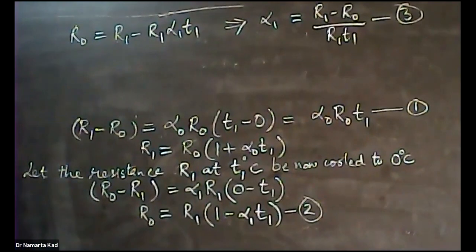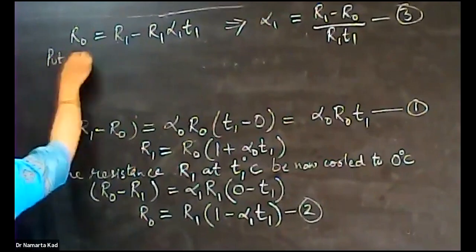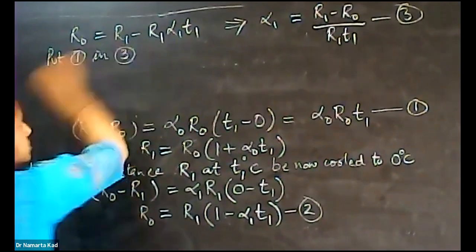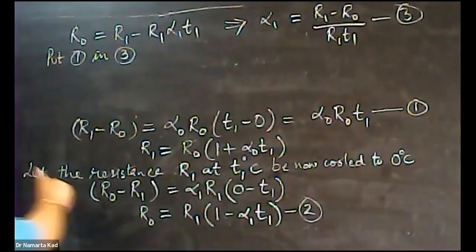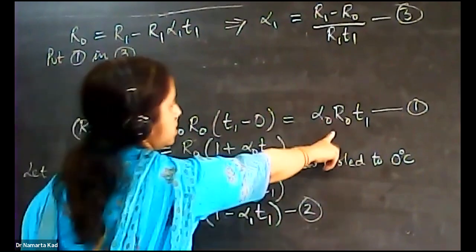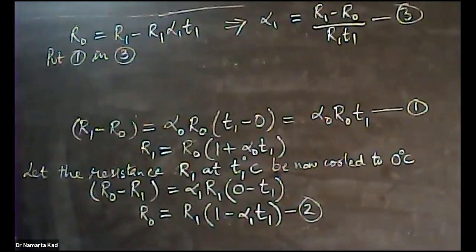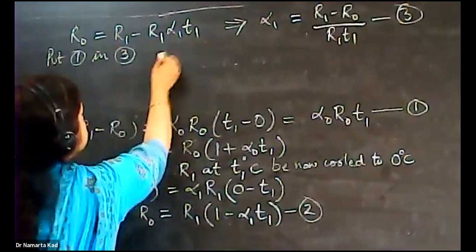Okay, now in the next step, put equation 1 in equation 3. What is equation number 1? That is R1 minus R naught is equal to alpha naught R naught T1. So you have to put this in equation number 3.